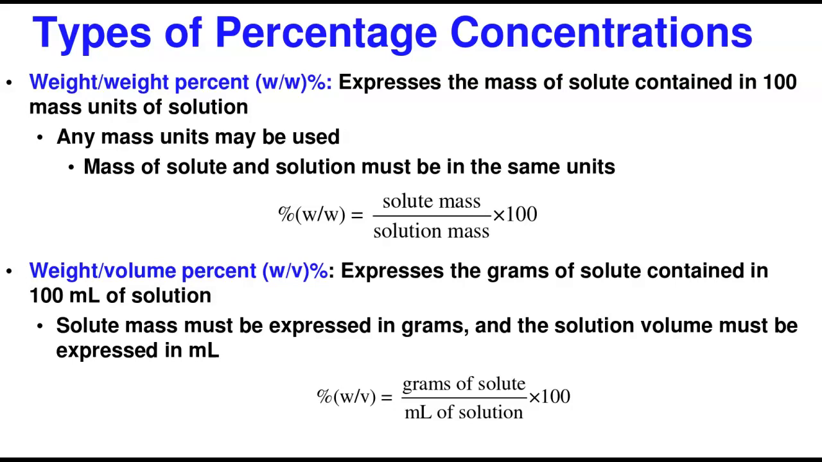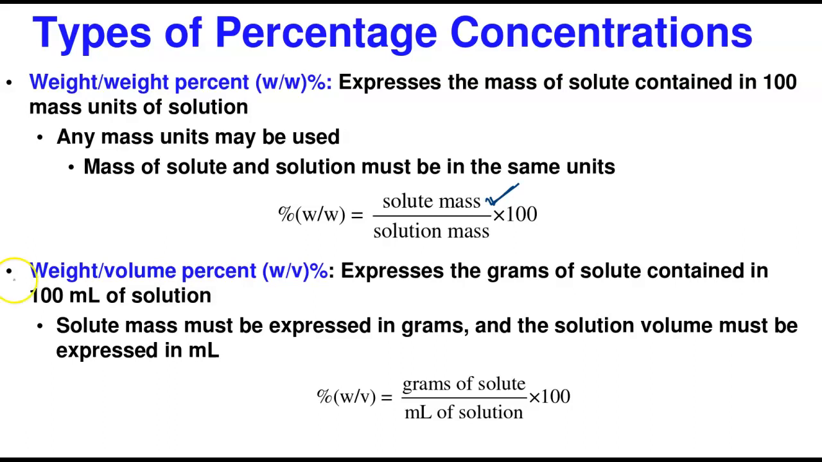You see, there are 3 types of percentage concentration we'll be talking about. The first one is percentage weight by weight. Percentage weight by weight is simply expressing the amount of solute in 100 grams of the solution. So it's simply the solute mass over the solution mass times 100. So we're talking about the mass of solute over mass of solution times 100 over 1.